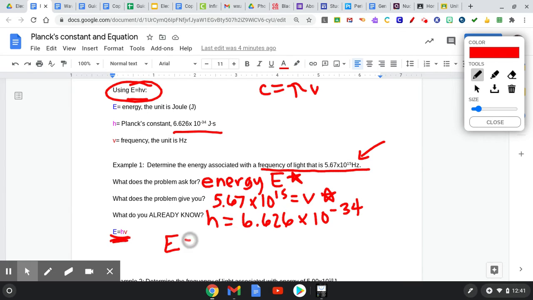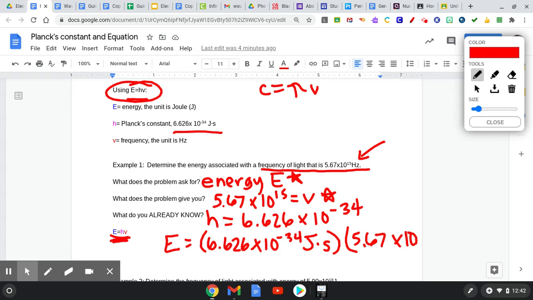Okay, so since I know H and V and I'm trying to find E, I'm going to plug them into this equation. So to find E, I'm going to have to take 6.626 times 10 to the negative 34. The unit is joules times seconds. And then I'm going to multiply that by the frequency, which is 5.67 times 10 to the 15th. Now, we used hertz here, but remember, hertz is the same thing as 1 over second. The reason this is important is because this second and this second will cancel out, which is why the energy unit for this is going to be joules.